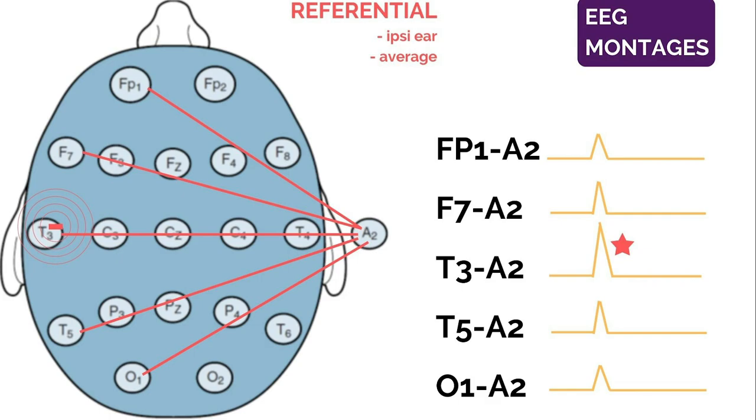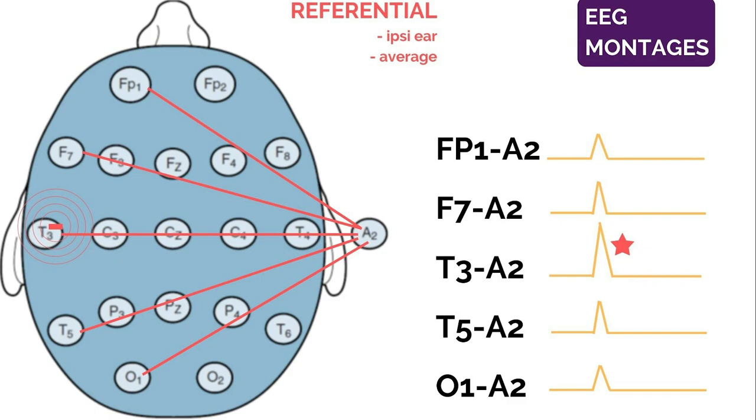So now let's do the same exercise. If we compare FP1 to A2, and we have, again, the point of maximal negativity at T3, do you think that FP1 will be more negative or more positive? So more negative, because it's closer to T3 than A2 is to T3. So therefore, FP1 minus A2, or FP1 subtracted to A2, up on the top, will have a negative waveform.